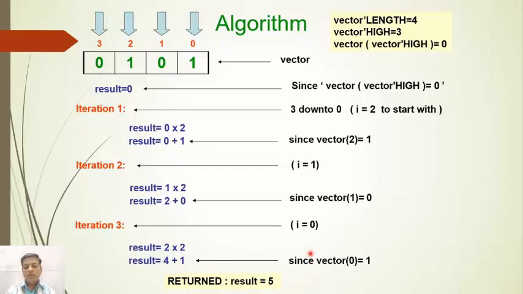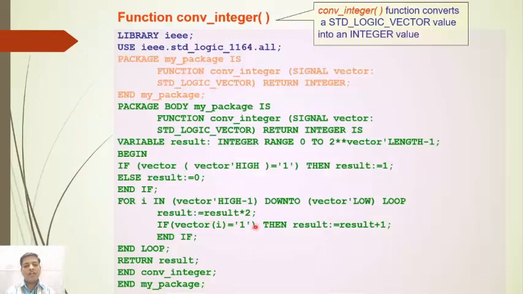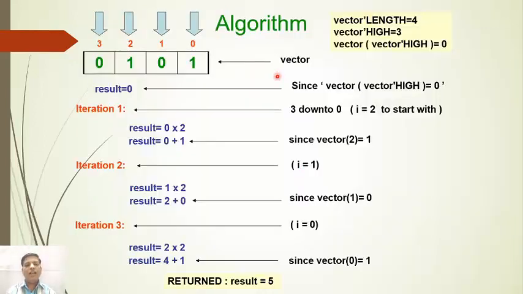In this way, for the earlier program we have written the function convert_integer, and here we have taken one example to understand how we get the value for return. So return result is equal to 5.